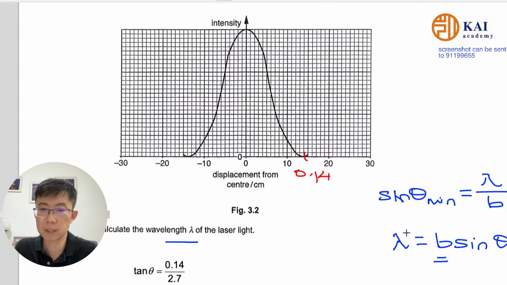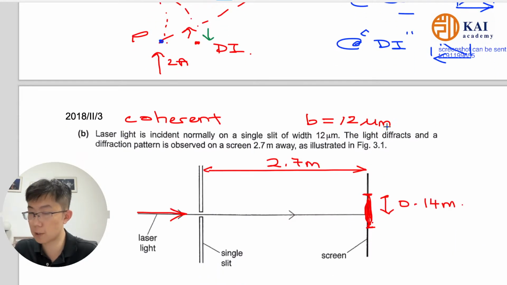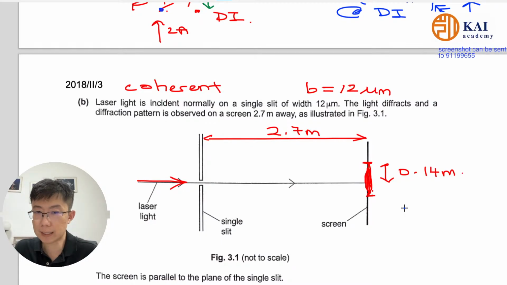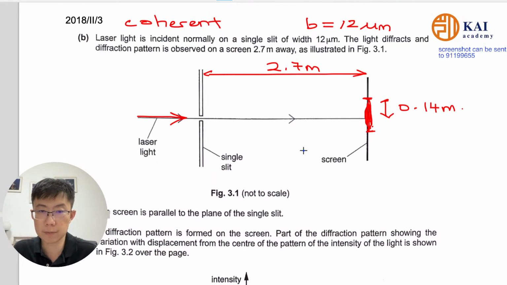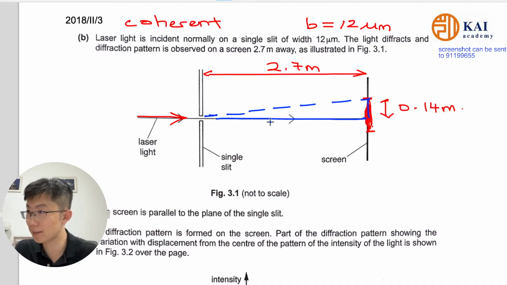Now b is given in the question, so it's 12 micrometer. What I currently don't have is the angle at the first minima. Imagine this is a geometry question. There's a lot of geometry that you can expect in superposition, so it's very worthwhile to be adept at your trigonometry, small angle approximation, and so on.